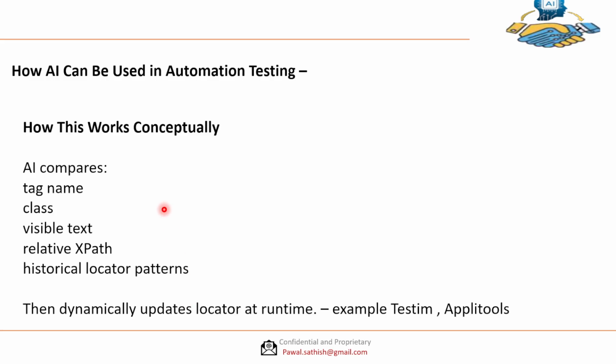So how does this work? AI compares the tag name, class, visible text, relative XPath, and historical locator patterns, then dynamically updates the locator at runtime. Here you can see I have mentioned some tools like TestNG and Applitools. Using these, we can use the self-healing concept or these techniques.